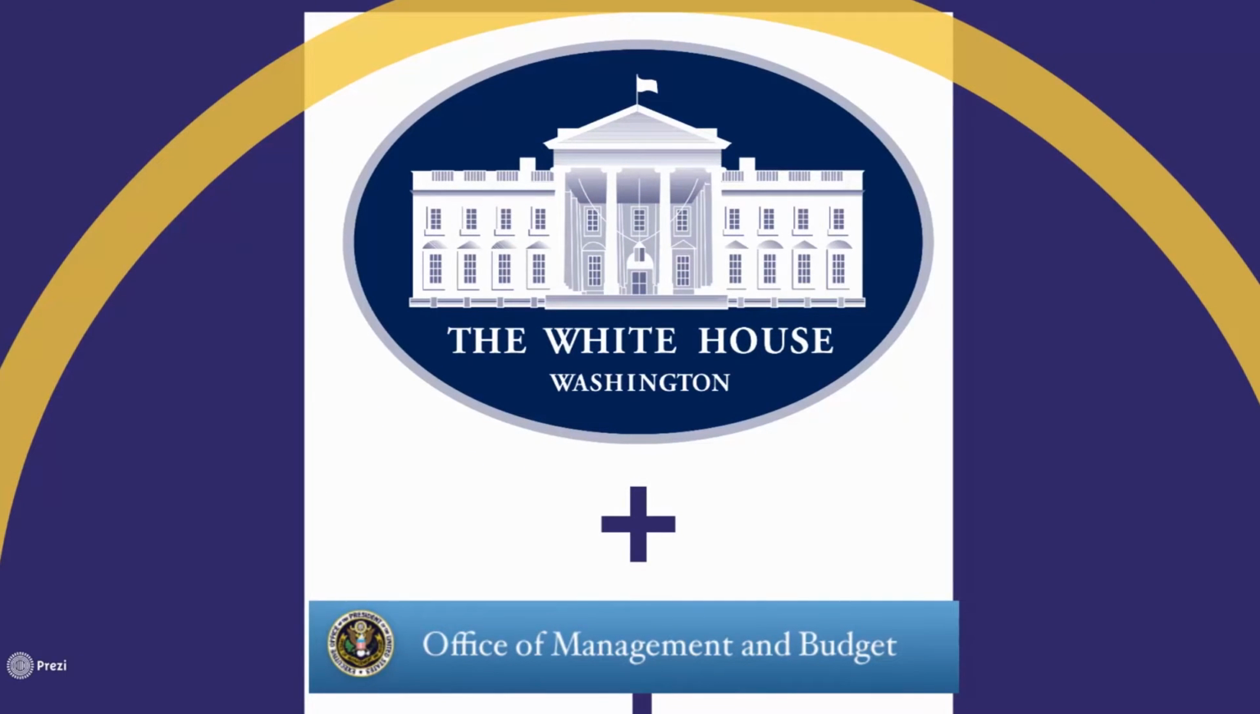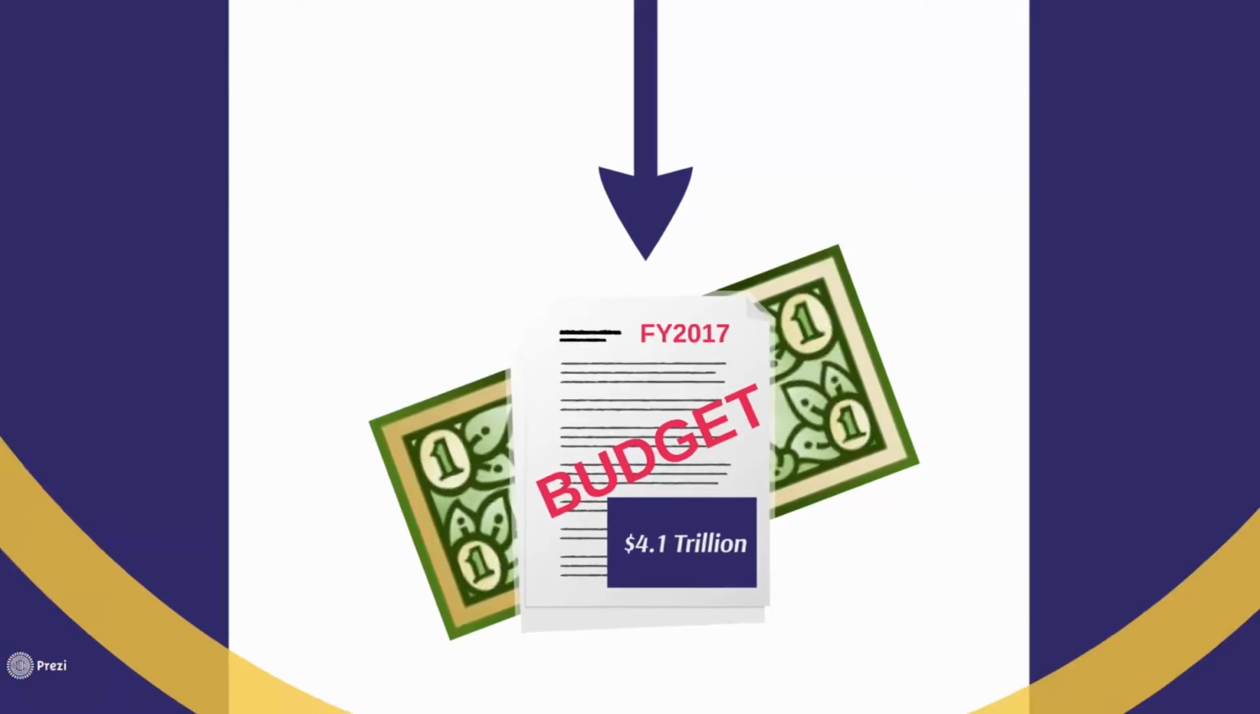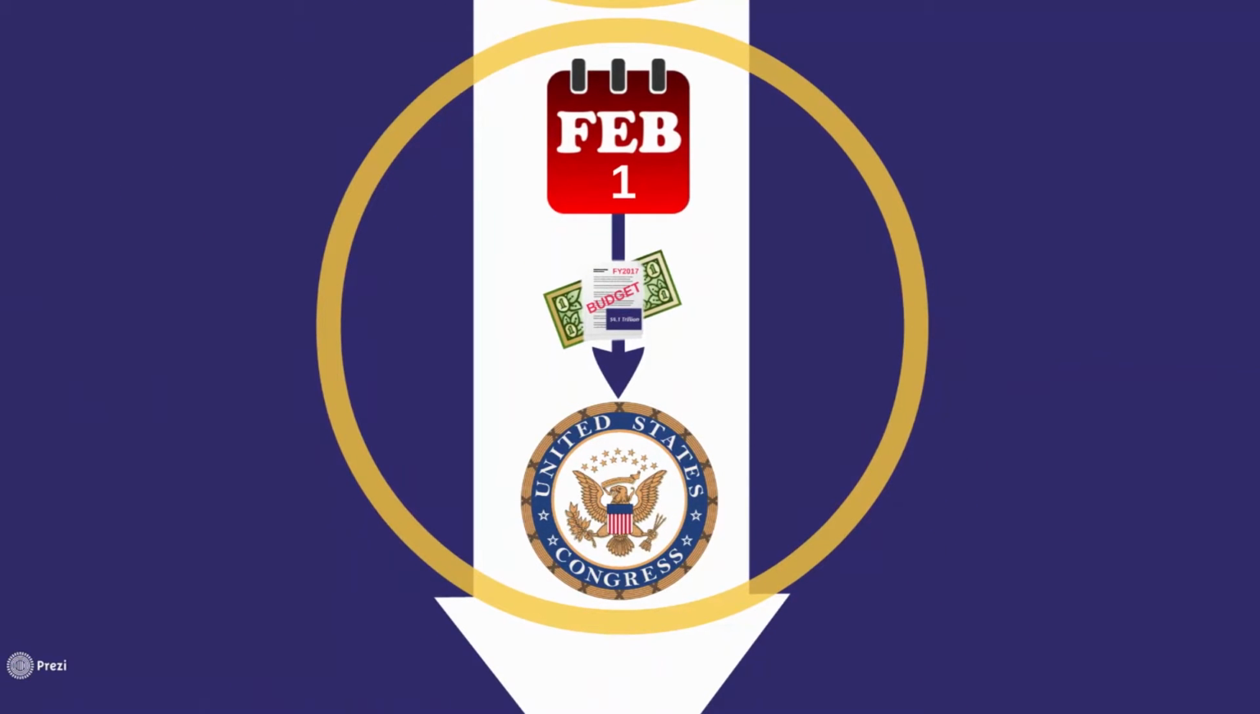The federal budget as proposed by the President in FY 2017 is around $4.1 trillion. With the exception of a new administration, the President then sends their budget requests to Congress each February for the coming fiscal year, which begins in October. So in February 2016, President Obama submitted his budget requests for FY 2017.